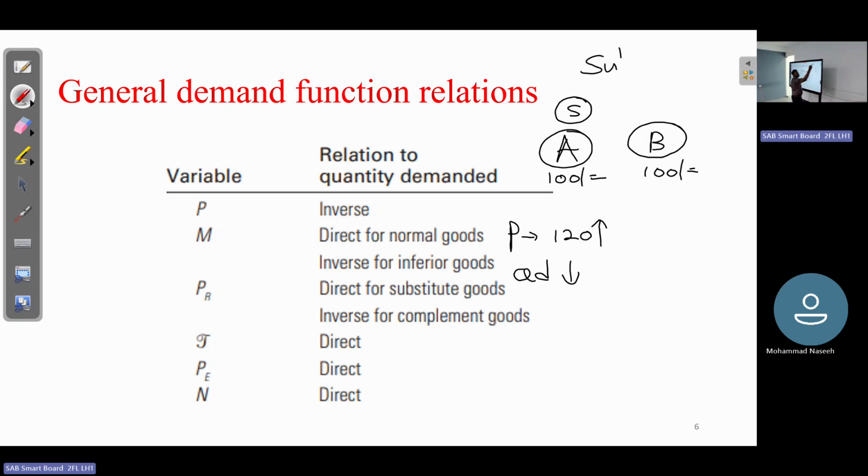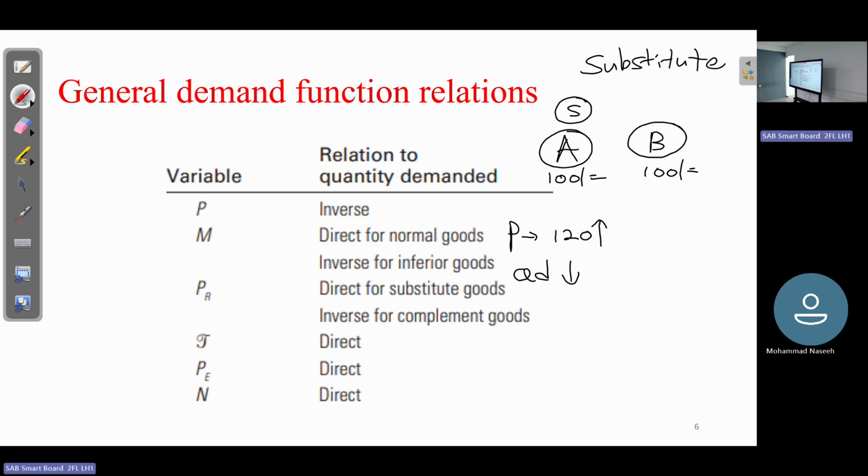A and B are substitutes. How do we identify that two products are substitutes? Products that satisfy the same need.